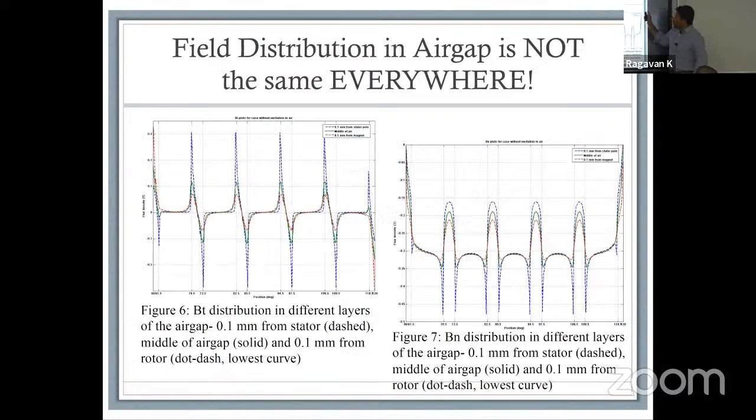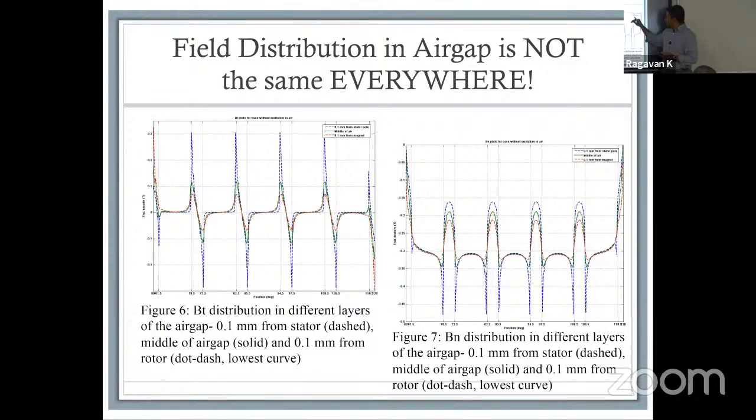So when you look at the air gap flux, the field distribution inside the air gap, one thing we notice is that the field distribution is not the same everywhere in the air gap. We established that at the beginning when we talked about the idea of fringing and how the field actually concentrates. That's also one of the reasons why you do end up creating localized hotspots.